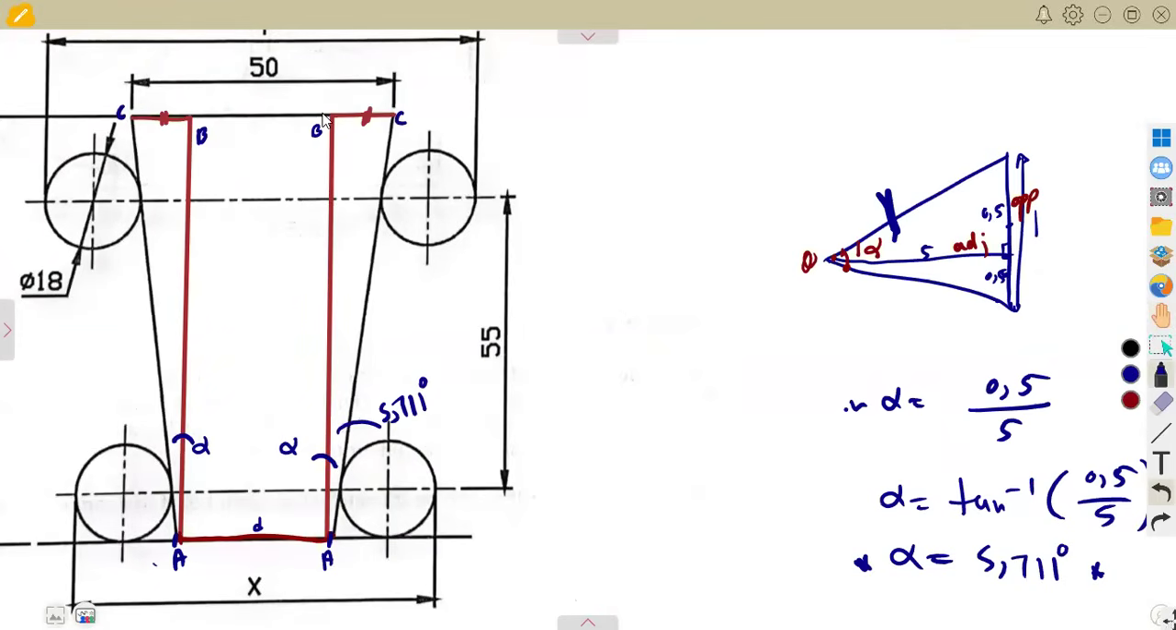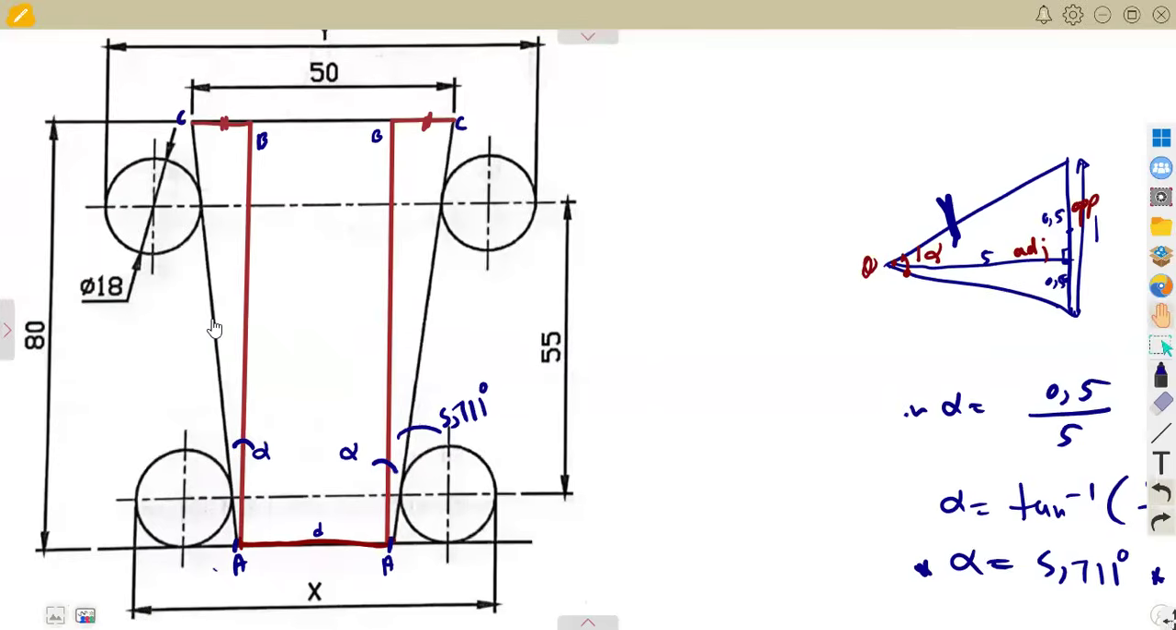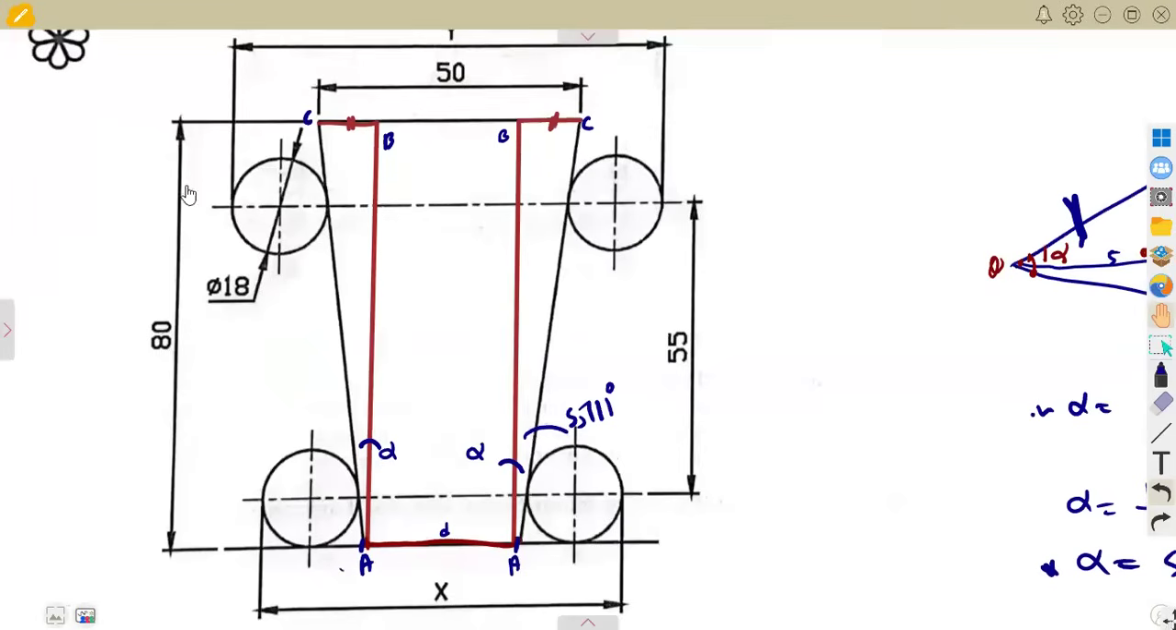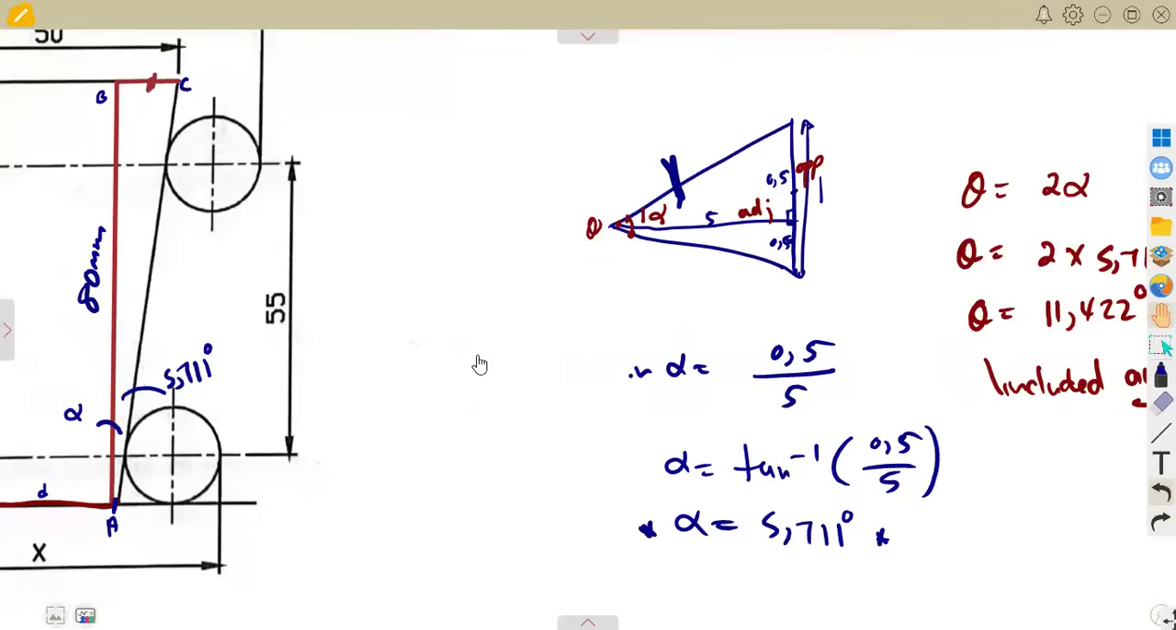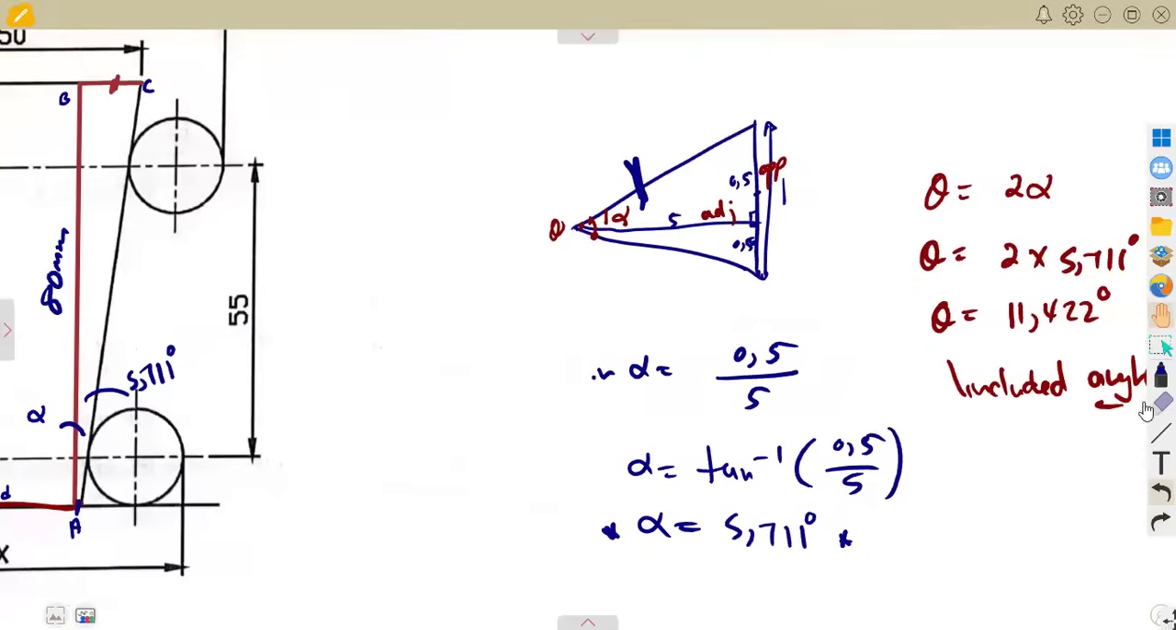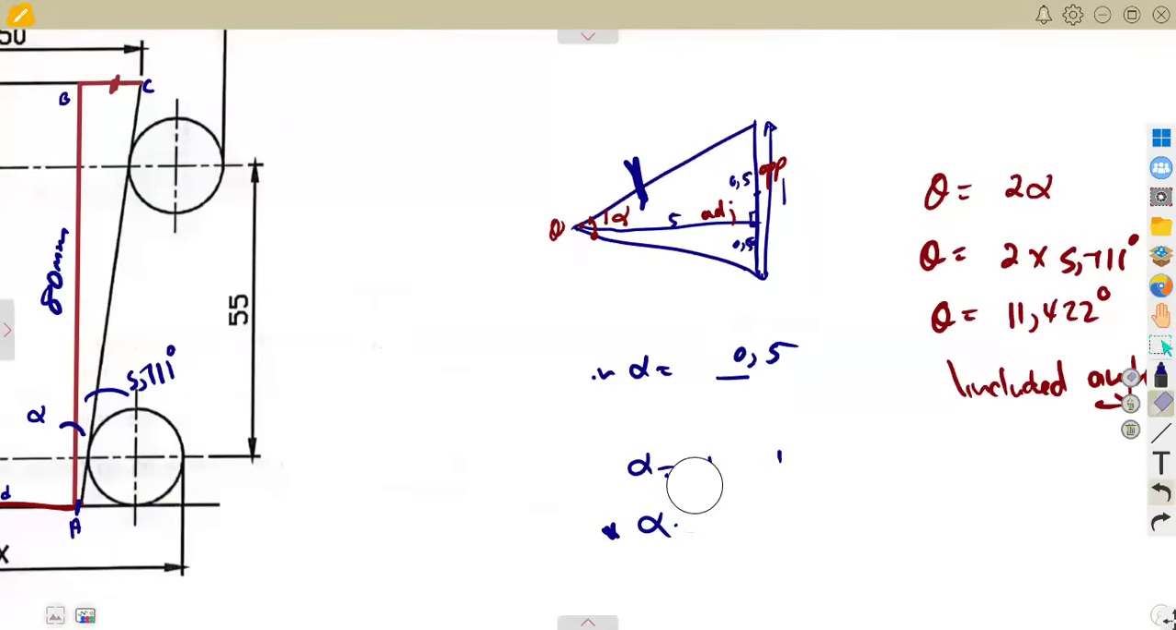So we can actually calculate BC because we have this length from A to B. This whole length is the length of the taper, which is 80 millimeters, from this point up to this point. So we've got 80 millimeters, which is the length, and we can calculate BC in that case.